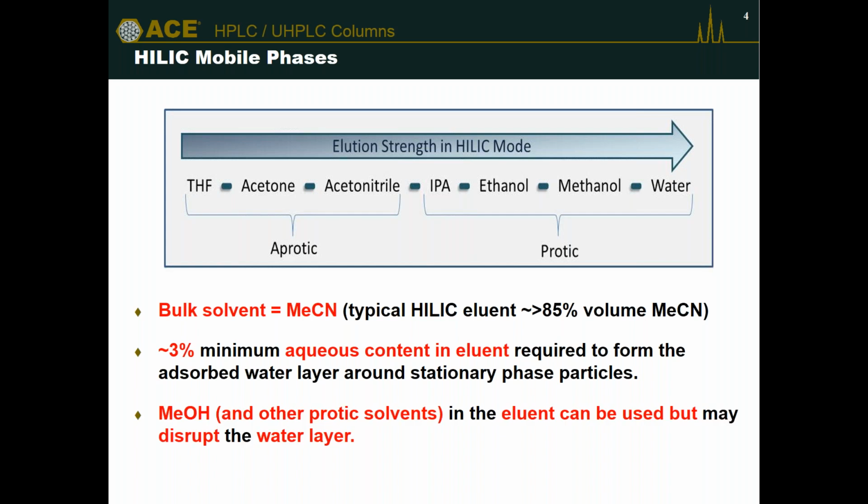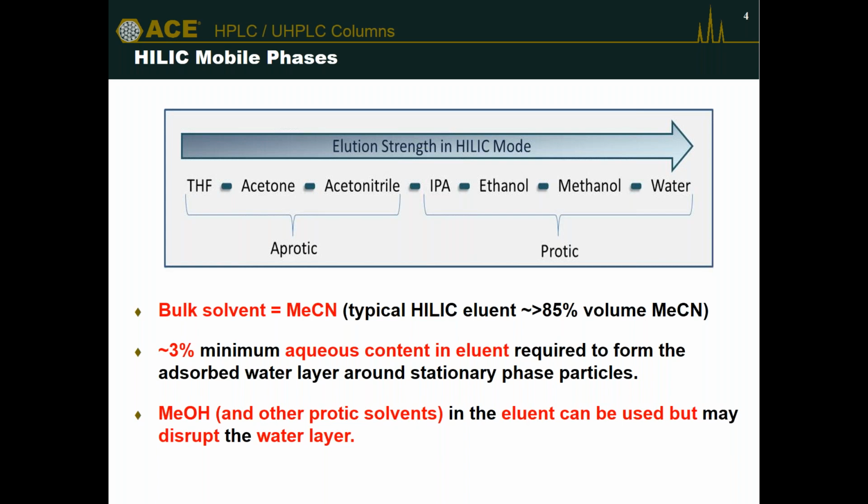Now, we can use a variety of different solvents in HILIC mobile phases, just like we do in reverse phase and other techniques. But what's important to note with HILIC is that protic solvents, and those with the ability to hydrogen bond and so on, such as methanol, which is very popular in reverse phase, can disrupt the water layer around the stationary phase particles in HILIC. This leads to poorer reproducibility and retention characteristics of our analytes in our HILIC methods.